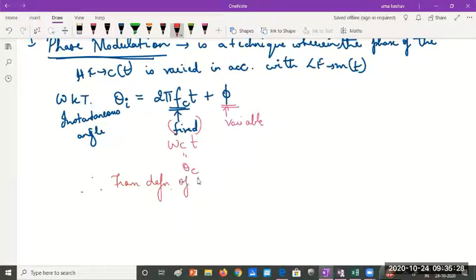From the definition of phase modulation, the phase of the signal should vary in proportion to the message. Simple. Phase modulation is a technique wherein the phase of the high frequency carrier signal is varied in accordance with the message. And what is the high frequency carrier? If you want, you write it here. Let C of t be A cos.